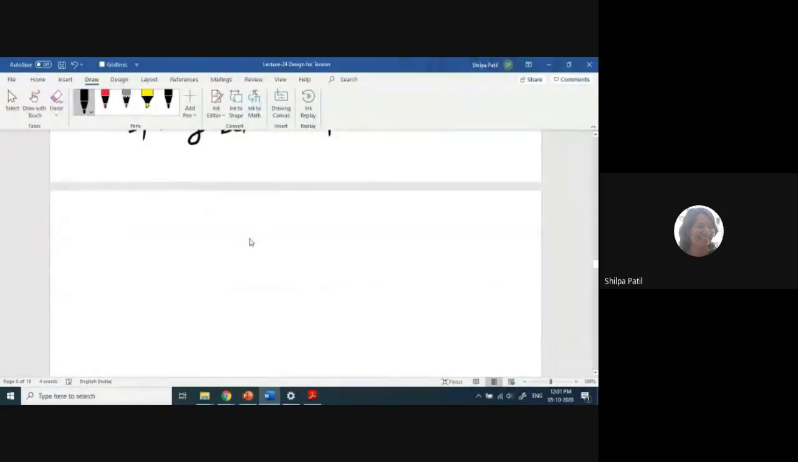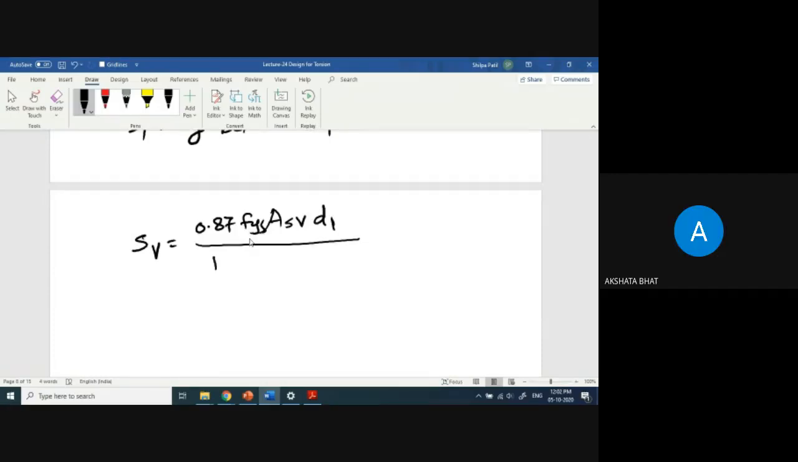So tell me the formula. SV equal to 0.87 into FYS, that is FY of the stirrups, into ASV into D1, divided by TU upon D1 plus VU upon 250. Is it 250 or 2.5? 250, ma'am.